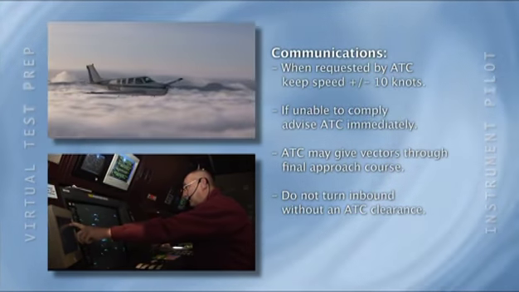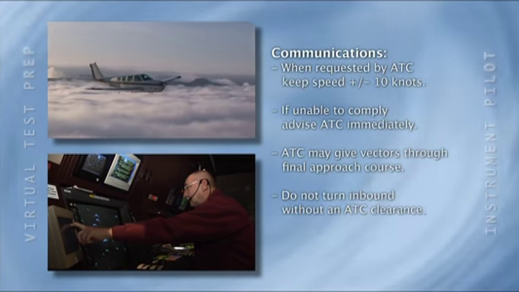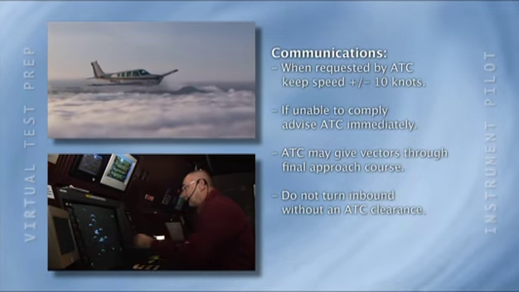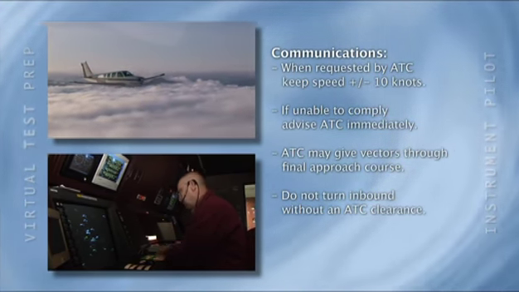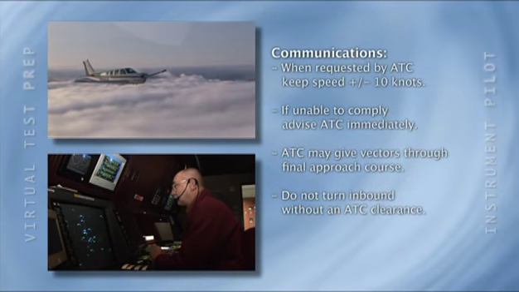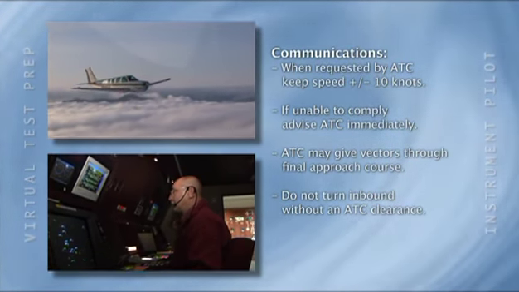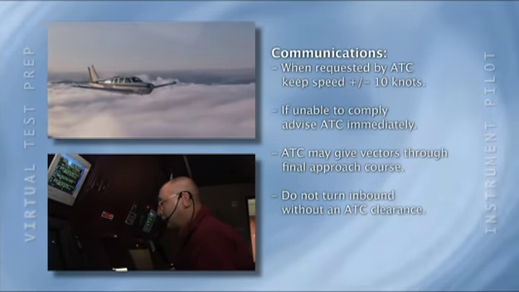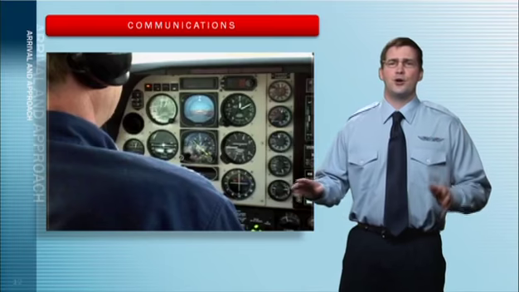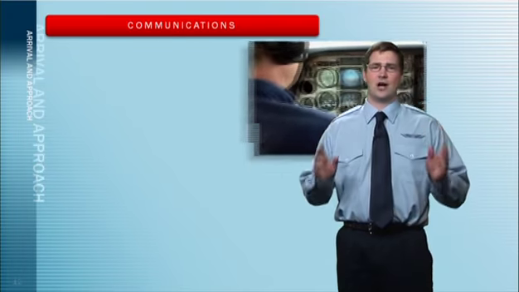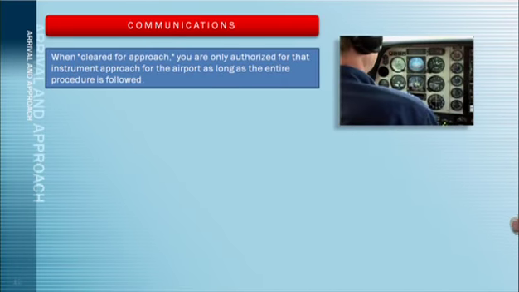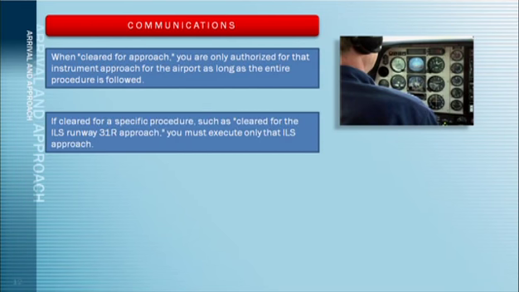Sometimes it can be disconcerting, but a pilot might be vectored and about to pass through the final approach course. If this occurs, do not turn inbound unless an approach clearance was received. The pilot should maintain the course and query ATC. Controllers are required to advise you that they will be vectoring you across the localizer. Now, when cleared for the approach, you are only authorized for that particular instrument approach for an airport as long as the entire procedure is followed. If you are cleared for a specific procedure, such as cleared for the ILS runway 31 right approach, you must execute only that specific ILS approach.